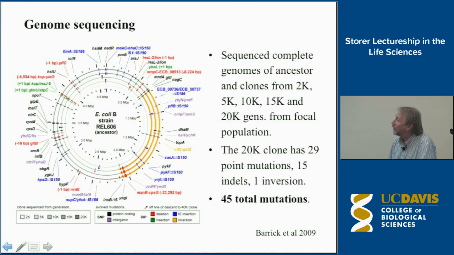What this circle diagram shows is that the inner circle is a cartoon representation of the circular genome of our ancestor. The next circle out, which has only a few little marks on it, marks the position and type of mutation that we found at 2,000 generations. The next circle out is the one at 5,000 generations, 10,000 generations, and so on. Out of the billion or so mutations that might have accumulated in this lineage, by 20,000 generations the clone we sequenced had a total of 45 mutations. About two-thirds of those were point mutations, and about one-third were various indels, meaning insertions or deletions of little bits of DNA, or in some cases fairly big bits, including one inversion, where about a third of the chromosome had been flipped around in its orientation.